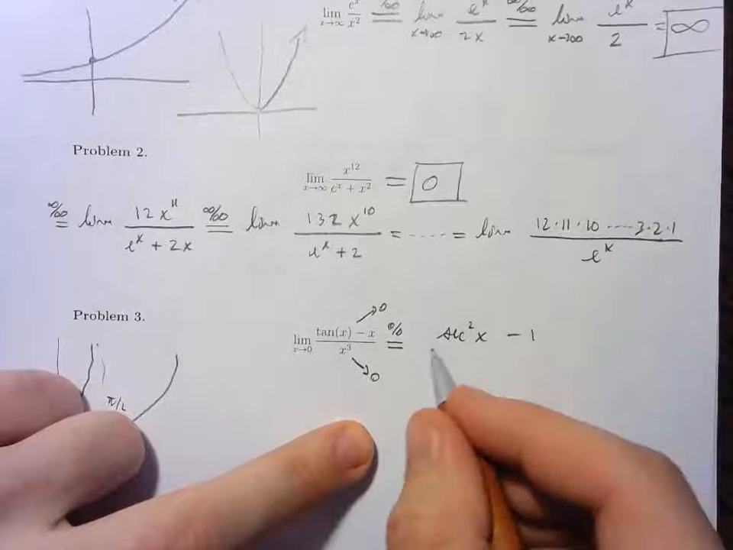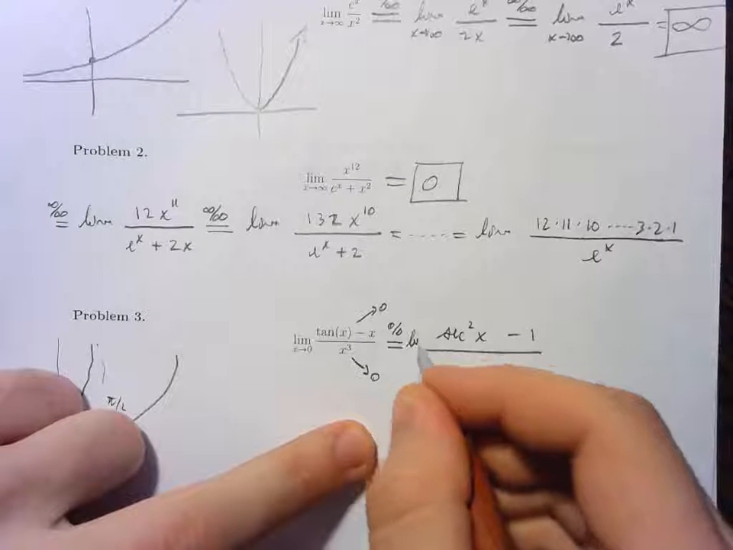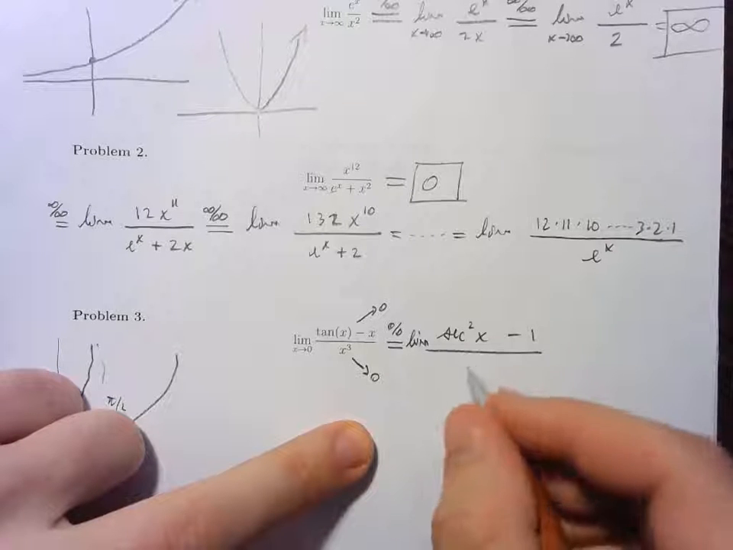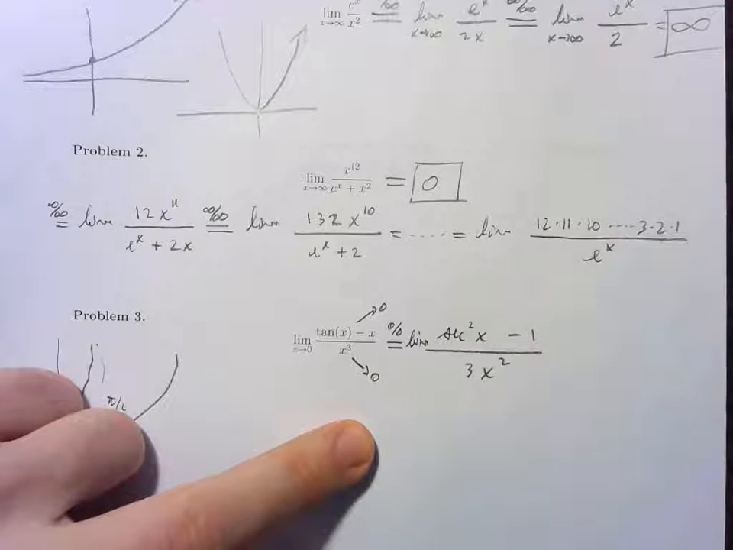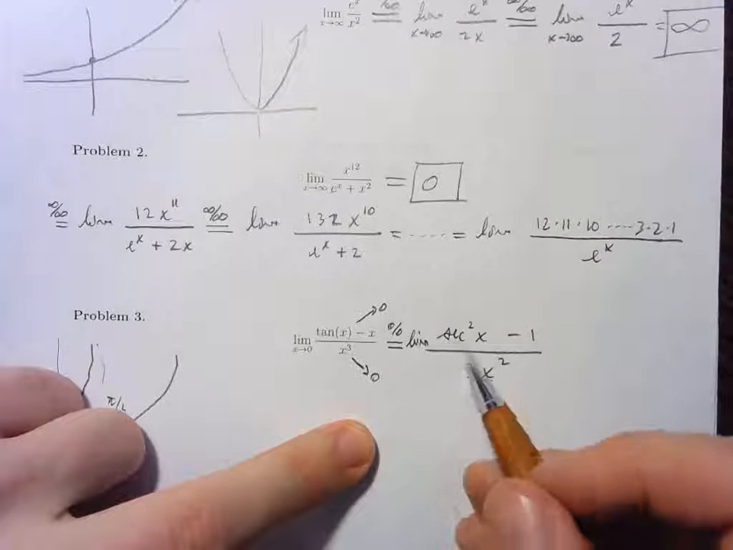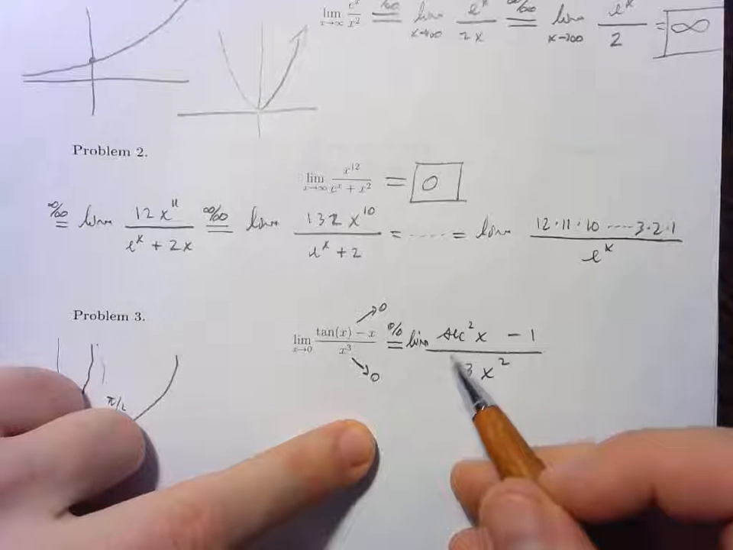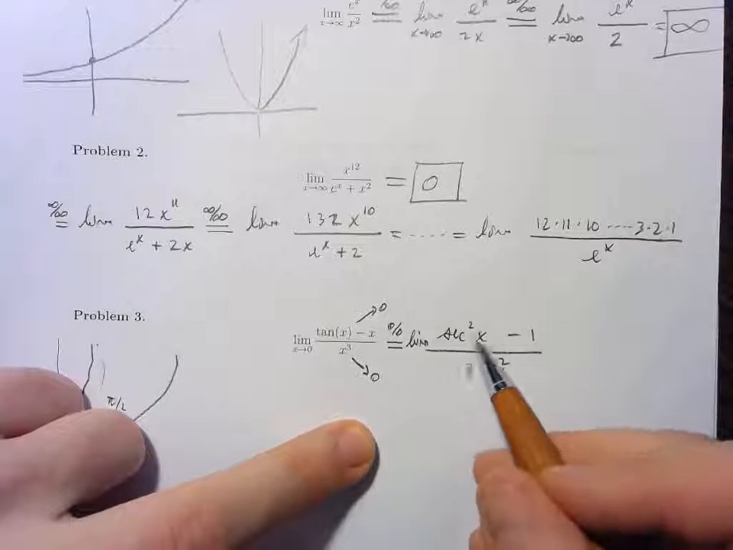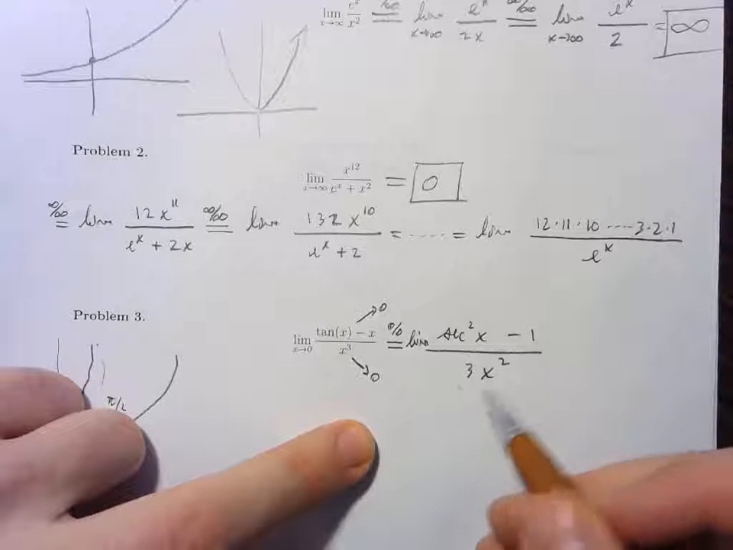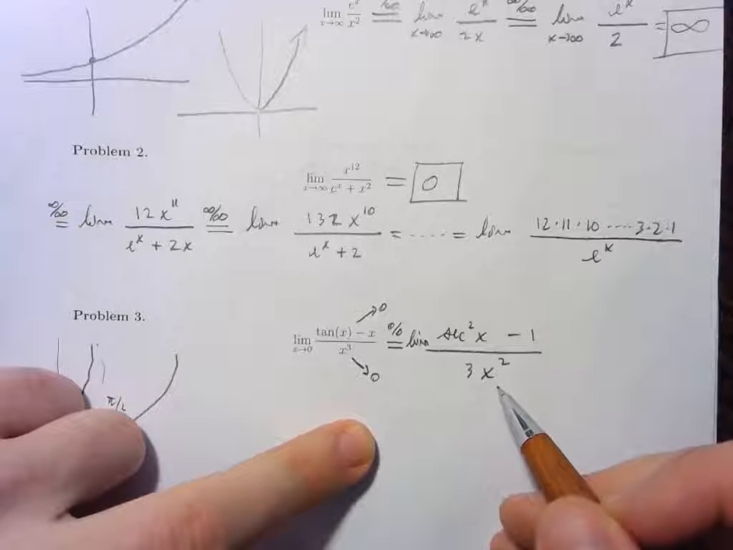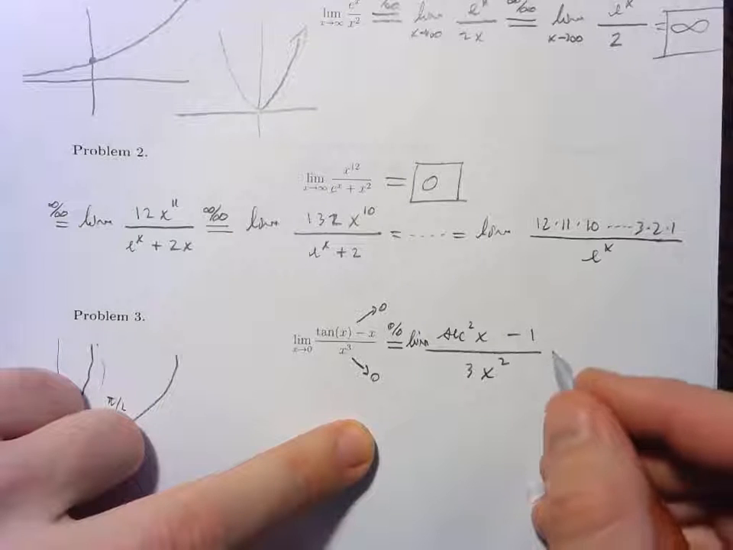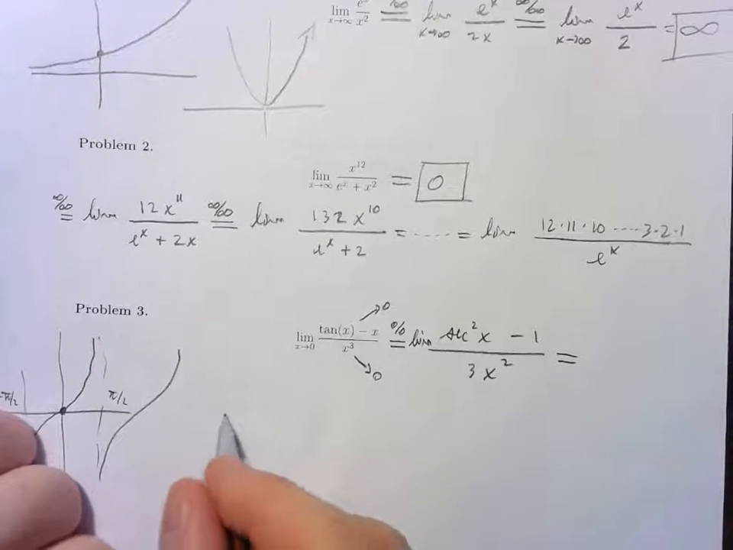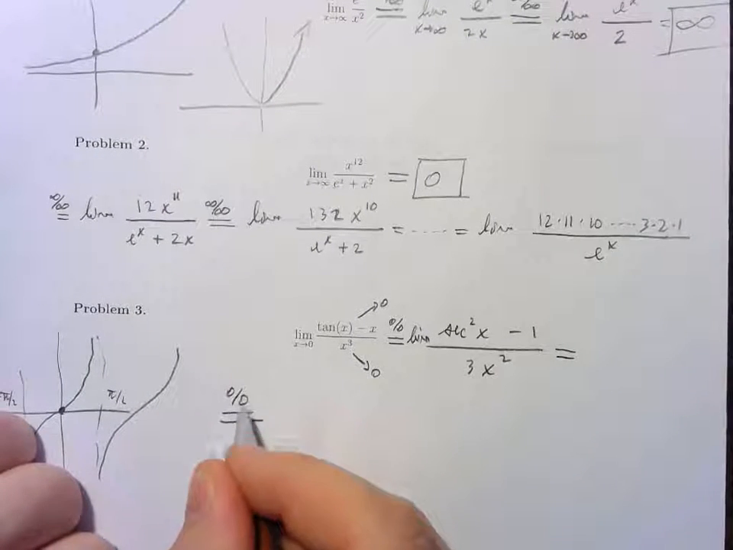Derivative of x is 1 divided by 3x squared. And as x goes to 0, secant is 1 over cosine, that's going to be 1 over 1, right? And 1 minus 1 is 0. On the bottom, I have 0 again. So again, I have the 0 over 0 case for L'Hopital.